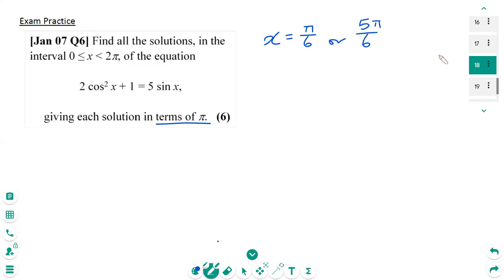Here's the final answer. So x equals pi over 6 or 5 pi over 6. If you got it right, well done. That's the end of lesson for you. But if you don't, or if you wonder how I do it, you can carry on.